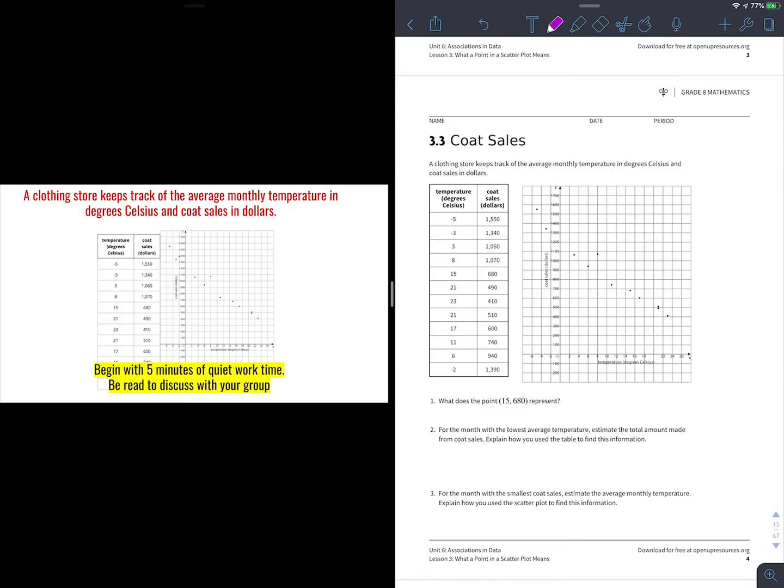Okay, so what does the point (15, 680) represent? Well, I'm going to go ahead and look at my table that tells me 15 is the temperature. So when it's 15 degrees Celsius, there's $680 in coat sales. And remember, the whole point of this lesson is to look at things and analyze them in terms of their context.